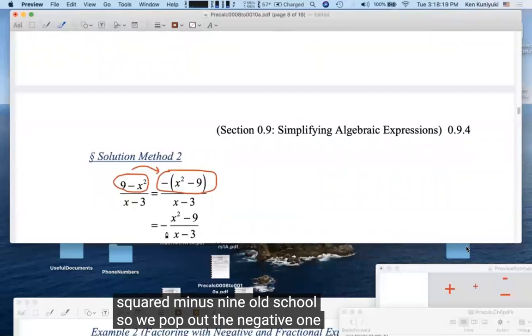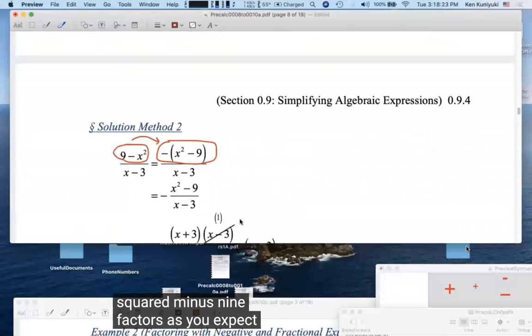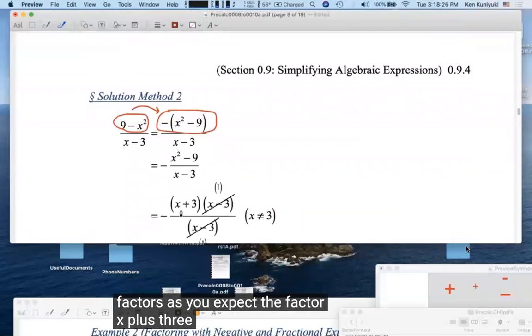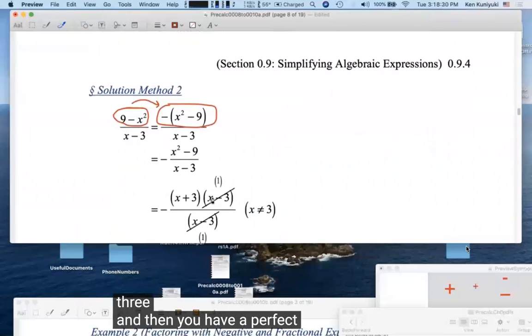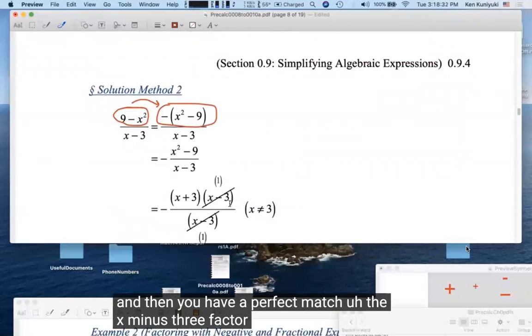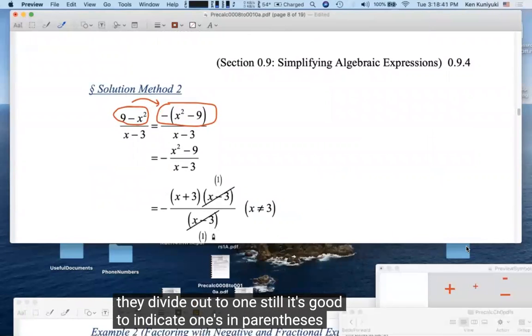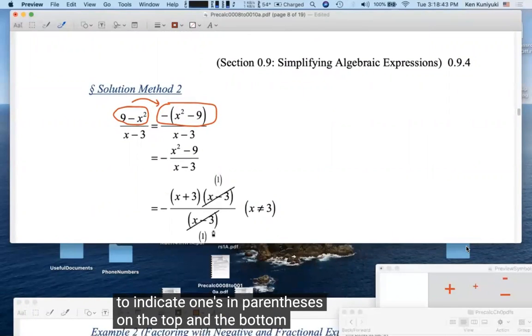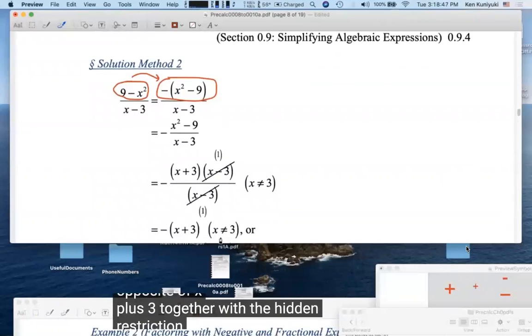So we pop out the -1 factor. X squared minus 9 factors, as you expect, the factor x plus 3 times the factor x minus 3. And then you have a perfect match. The x minus 3 factor up here has a twin, an equivalent factor down there, x minus 3. They divide out to 1. Still, it's good to indicate ones in parentheses on the top and the bottom. And we get the opposite of x plus 3 together with the hidden restriction.